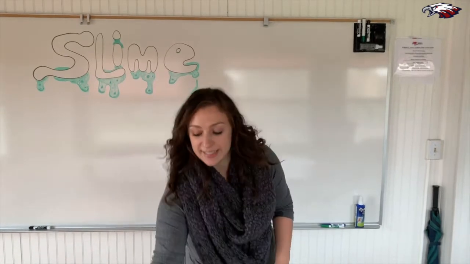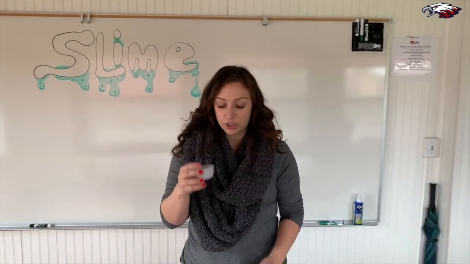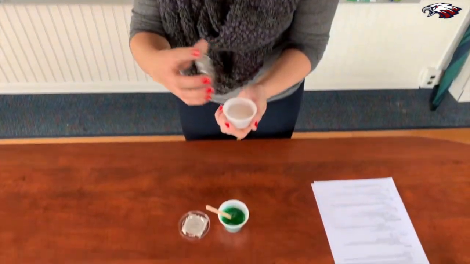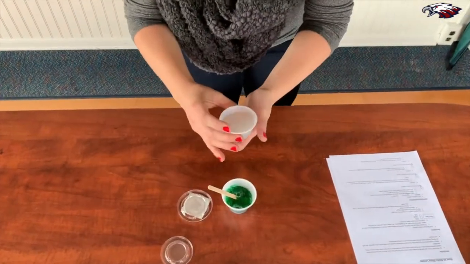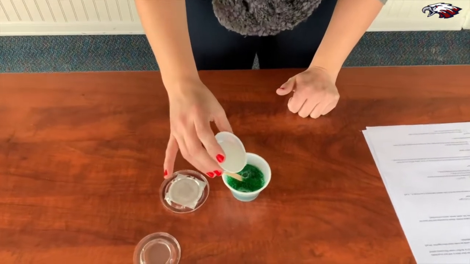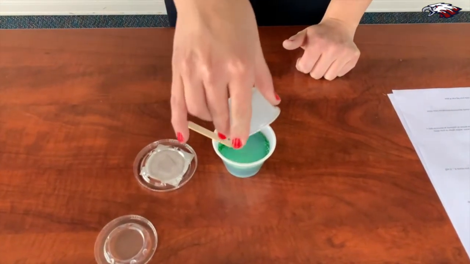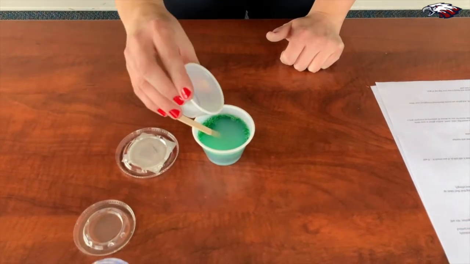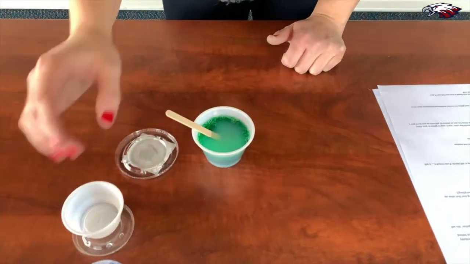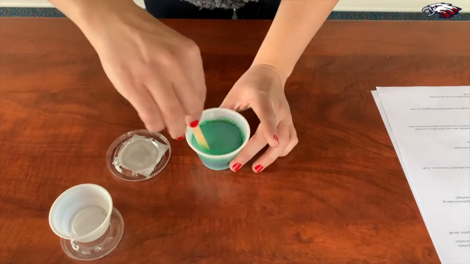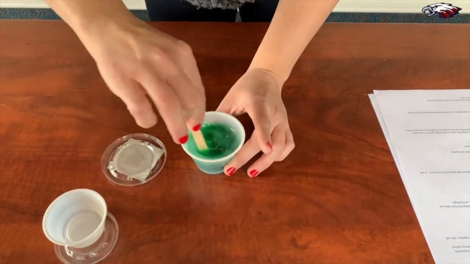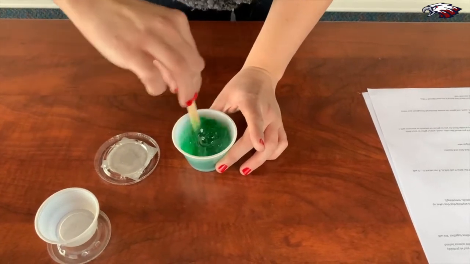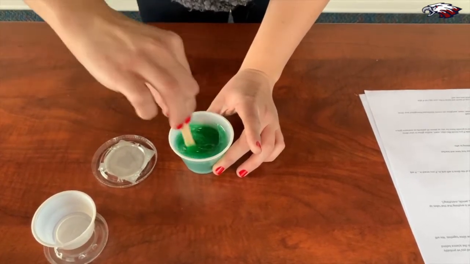Step 4, take your small cup of starch. Take the lid off carefully because you don't want to spill your starch either. And carefully dump it into your full cup of glue. Once you've dumped all of the starch into the glue, stir it really well with your stir stick. Again, you want to stir really well to evenly distribute the starch with your glue.